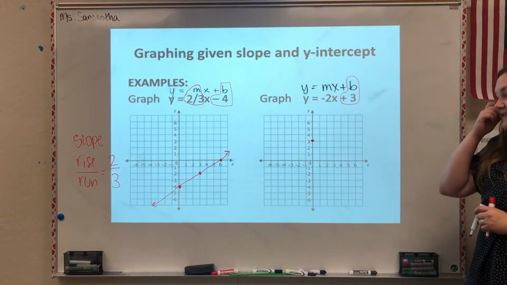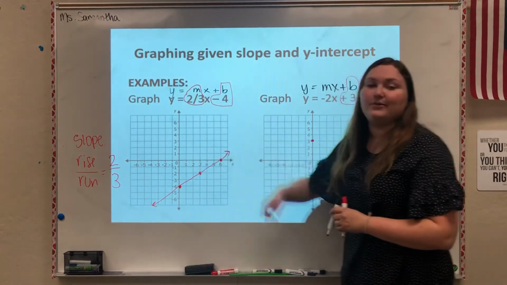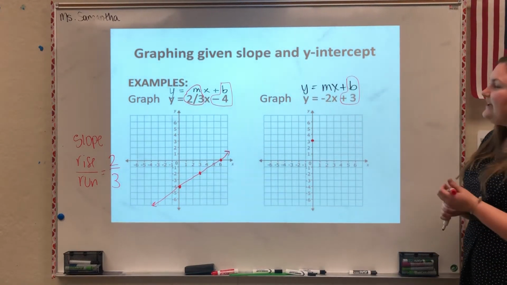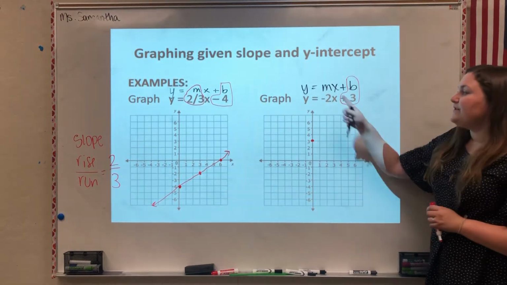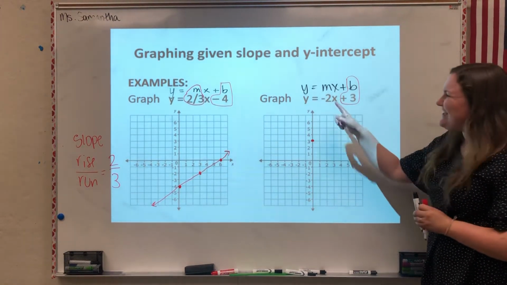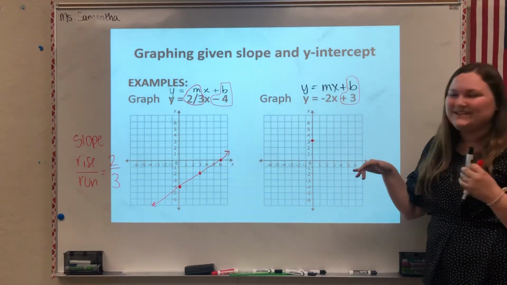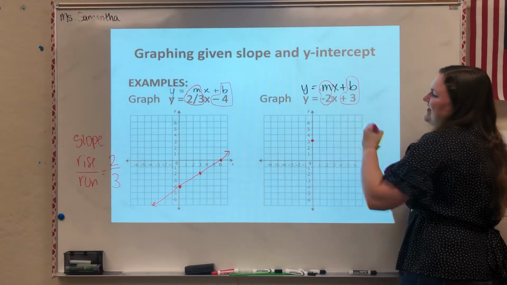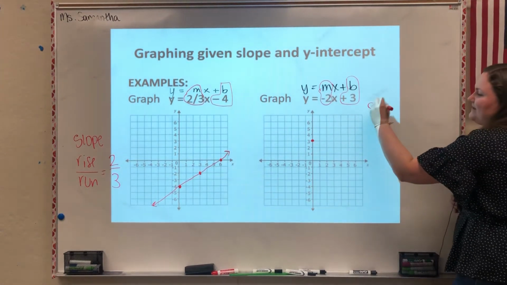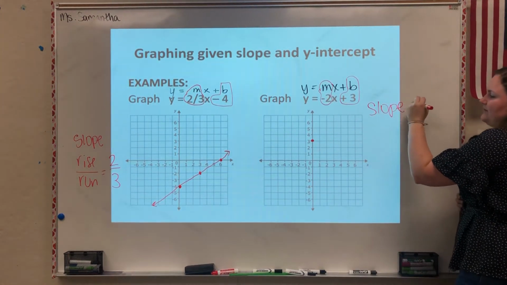Our next thing we did before is we used slope to find more points. So here I can see my slope is what? Well, slope is negative 2. Sometimes people want to say negative 2x. Slope is just a number, no x. Slope, the m, is negative 2. So I can say my slope is negative 2.